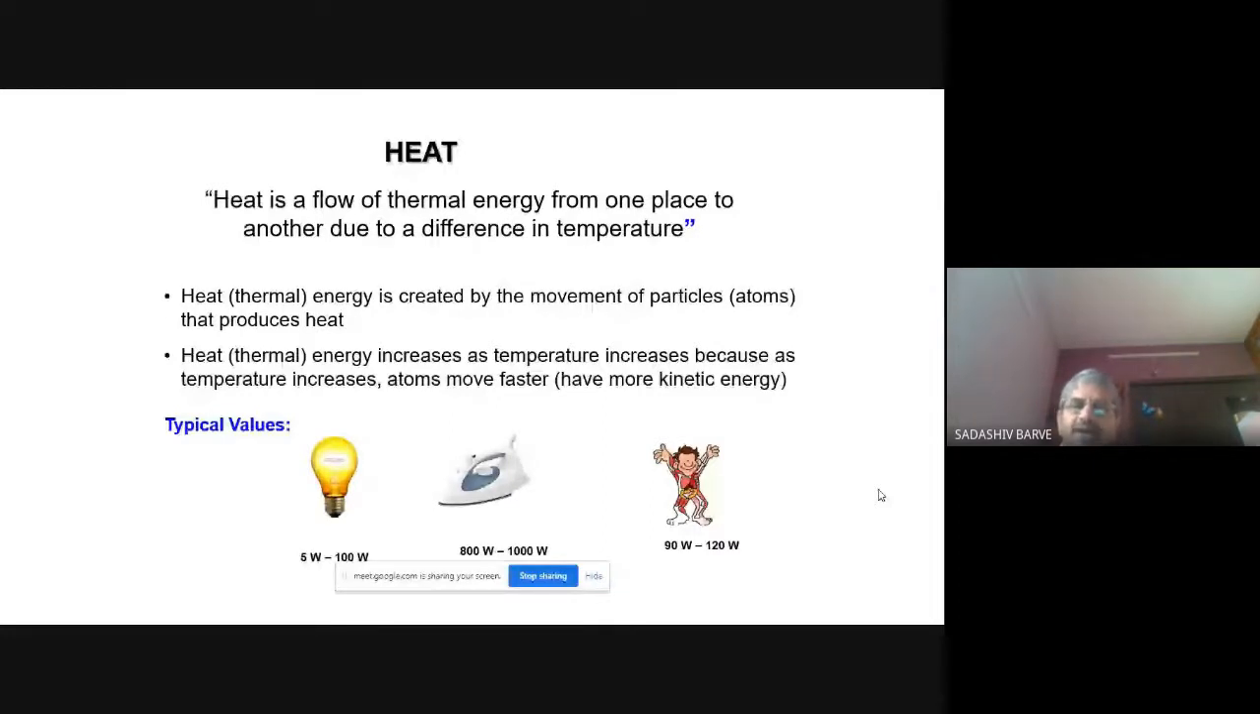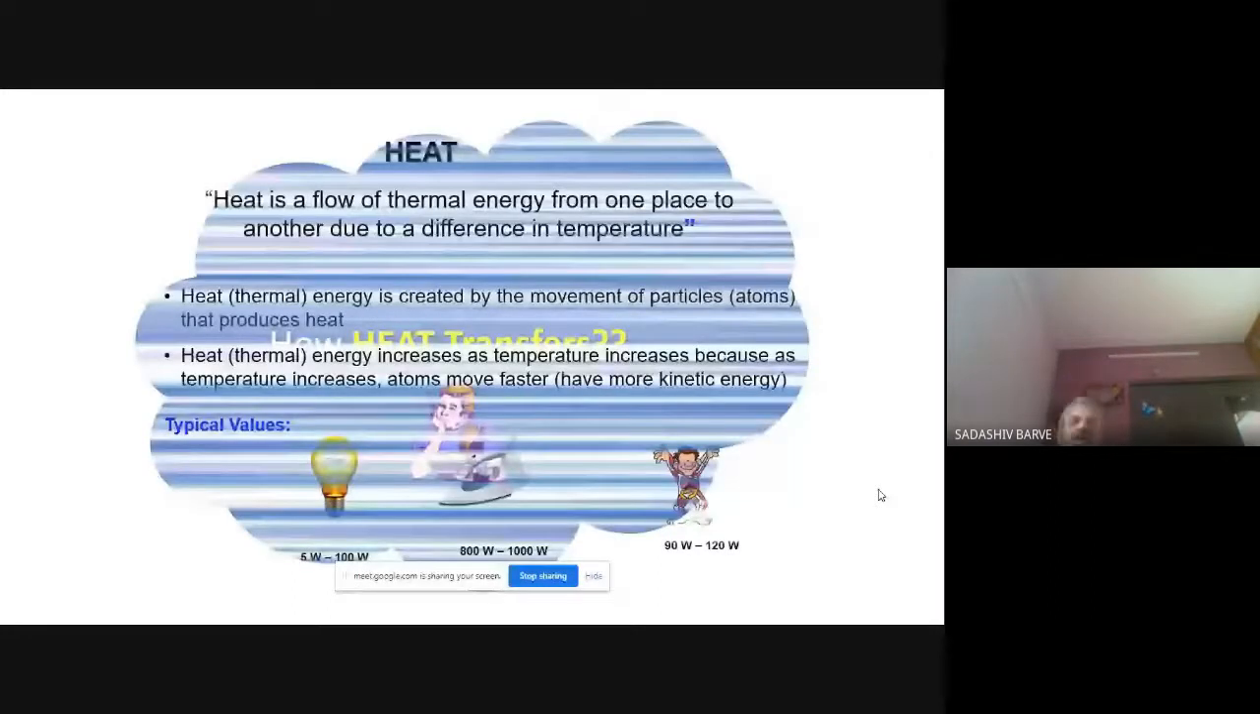One more example I showed here is a boy or a man dancing or shouting. Then what happens? Because of the internal metabolic action, he dissipates a certain amount of energy. That energy he dissipates will depend on the type of activity he is carrying out. Now, how does heat transfer take place?